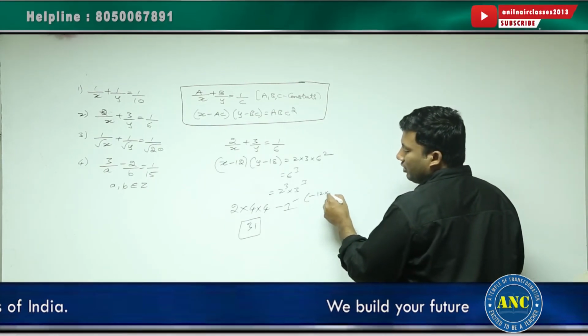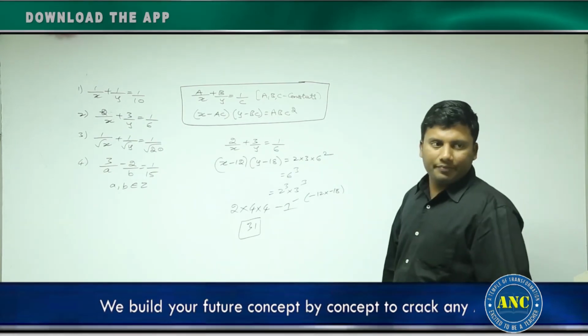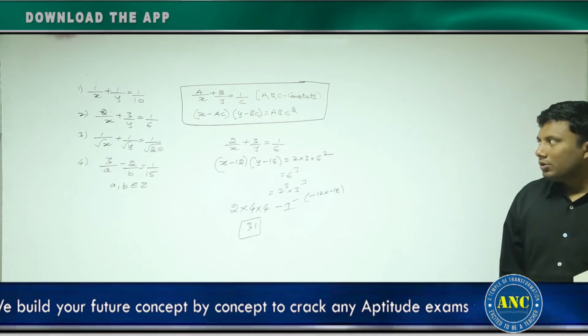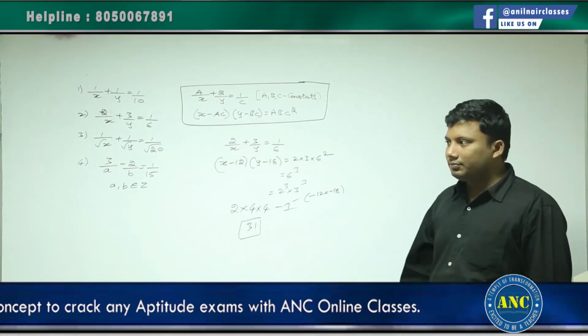This one is the case where minus 12 into minus 8. X is becoming 0, y is becoming 0. Clear?